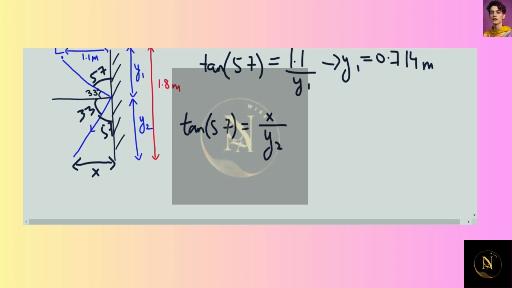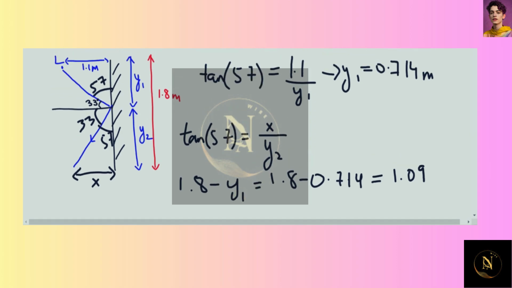So subtracting y1 from 1.8 should give us the value of y2. That's 1.8 minus 0.714, and this gives us 1.09, which is the value of y2. And substituting that back in this equation right here, that will give us tangent of 57 equals x over 1.09.